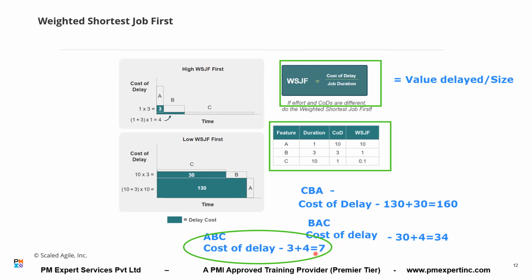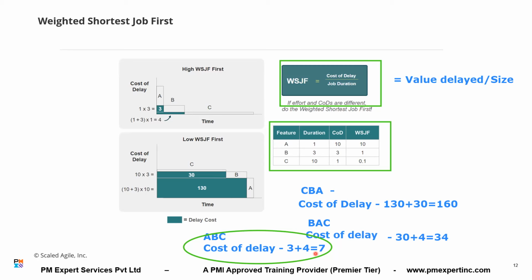Got it. So Asavri, Deepti, are you okay with this? Yes. One question, Pankaj. Sure, please. Who is responsible to create or define this value? Is this the business or the project manager? See, job duration estimation will come from the development team. But cost of delay is always a business thing.